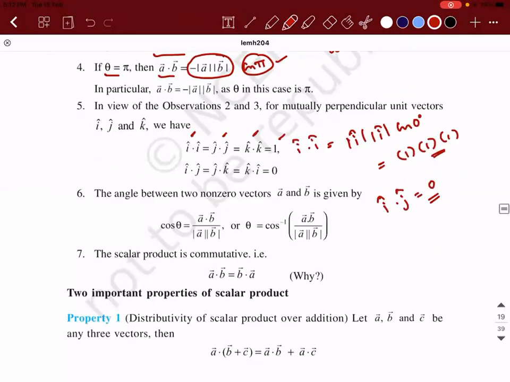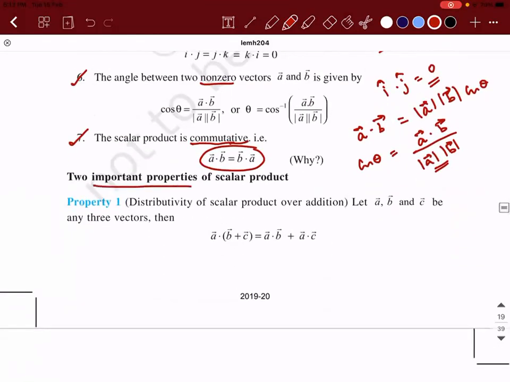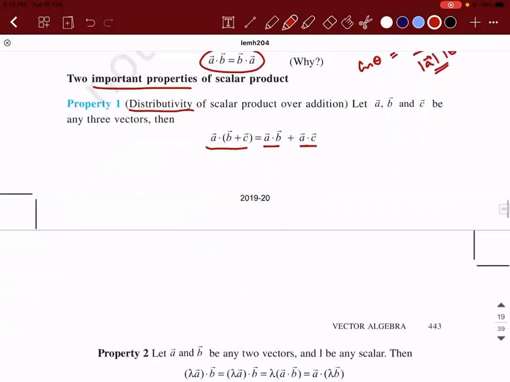And the last but one important property that you're supposed to know is, if A vector dot B vector is equal to magnitude of A vector into magnitude of B vector into cos theta, where A and B both are non-zero vectors, then you can always measure the angle between them as A vector dot B vector divided by magnitude of A vector into magnitude of B vector. And the last one is, the scalar product is commutative, in the sense A dot B is the same as B dot A. And the last two important properties that we need to understand are A dot (B plus C) is equal to A dot B plus A dot C, which is called the distributive property.